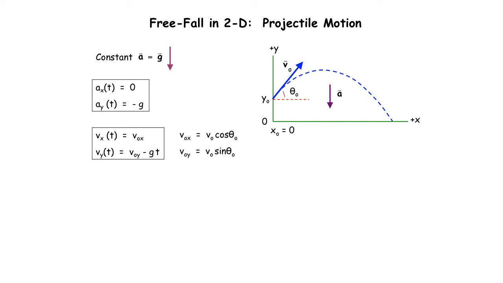And those components are written right here on the right. The x component is the magnitude of that vector times cosine. The y component is times the sine. This is just like we said before. We dissected these vector components.